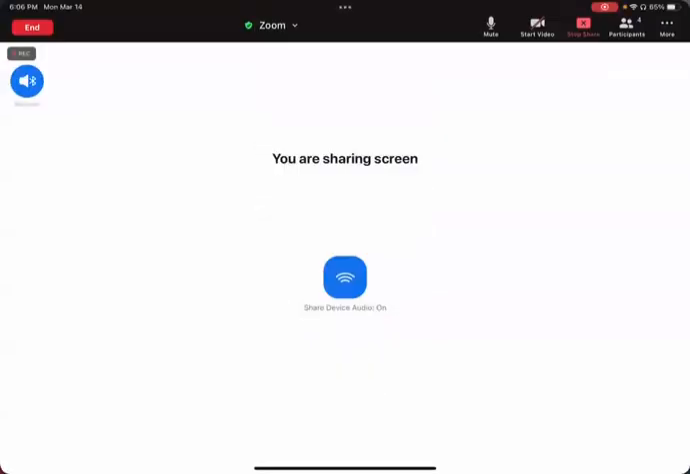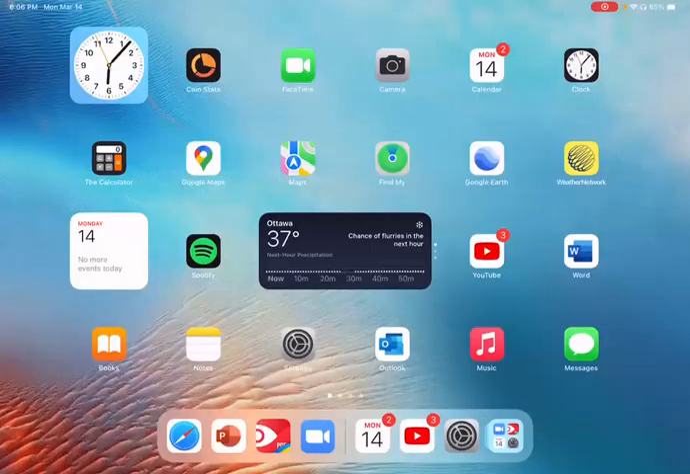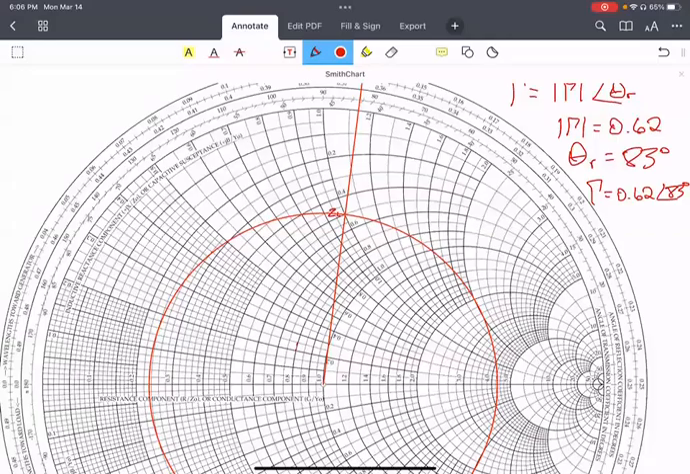Yep. Okay, so back to here. Center of the Smith chart is 50 ohms.